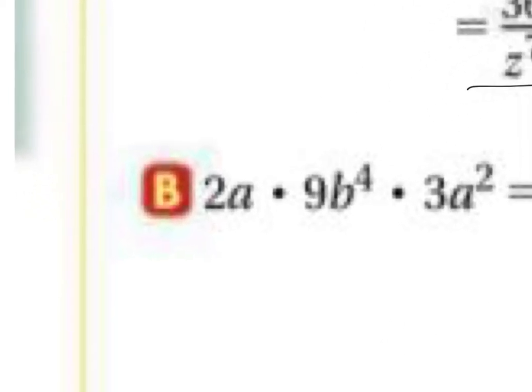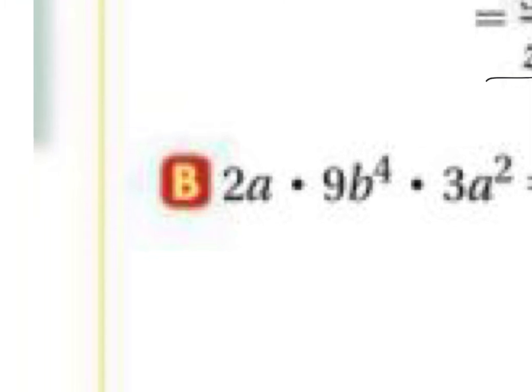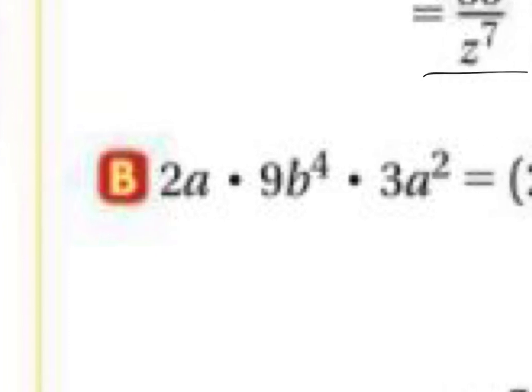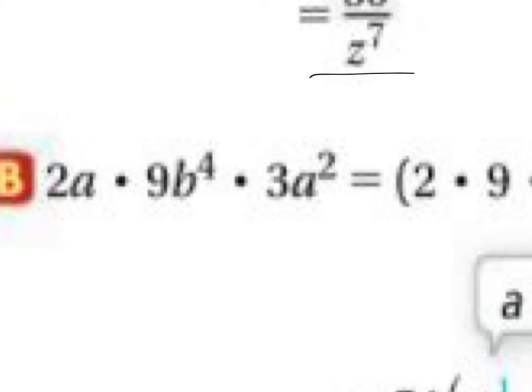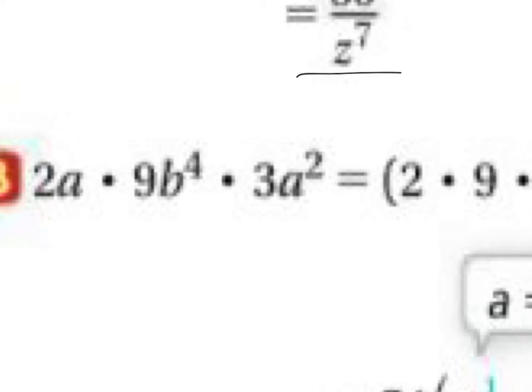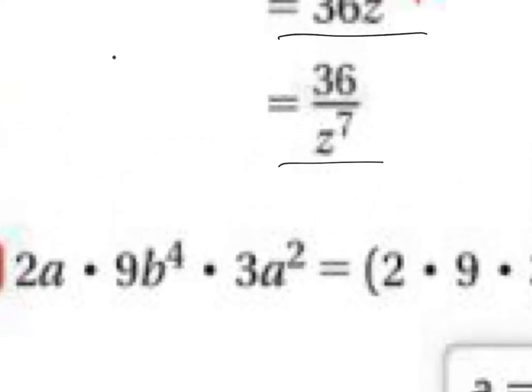2a times 9b to the 4th times 3a squared. Now, I told you guys before, when we have these types of problems, what we want to do is group them accordingly. Your first group will always be the numbers. In this case, I see a 2, a 9, and a 3. So we're going to multiply all 3 of those together. That's our first group: the 2, the 9, and the 3.